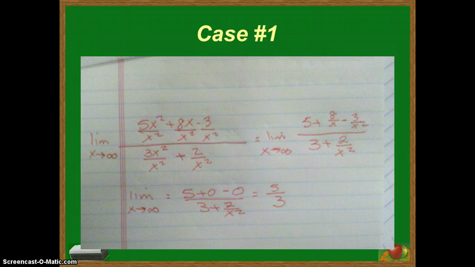Okay, you're actually getting an answer on this because in the cases where the highest power in the numerator and the highest power in the denominator are the same, you will always get an answer for the limit, a constant. This would also mean that there is a horizontal asymptote to this graph at y equals 5/3.